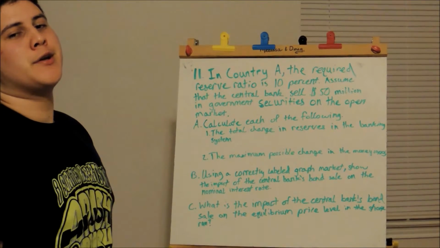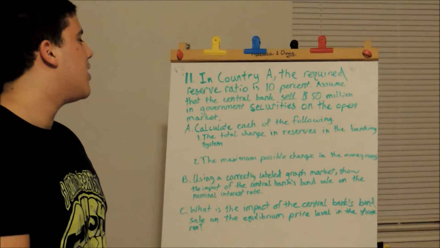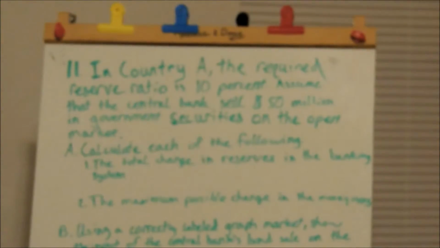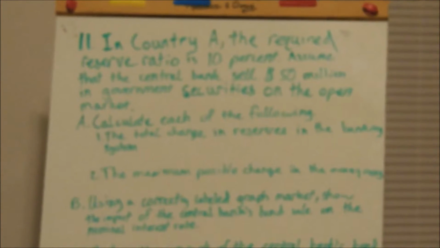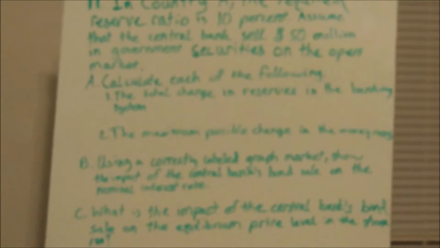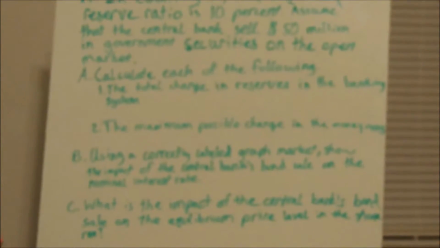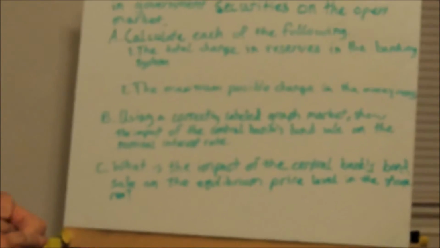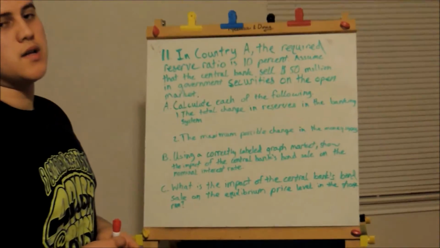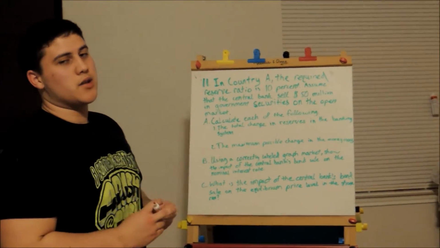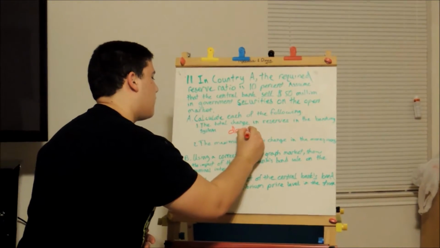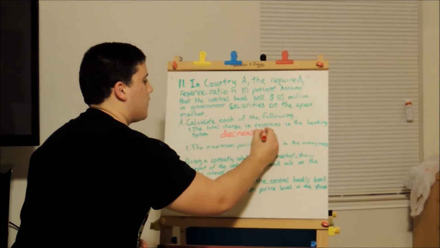Alright guys, let's take a look at an example problem. In country A, the required reserve ratio is 10%. Assume that the central bank sells $50 million in government securities on the open market. A. Calculate each of the following. The total change in reserves in the banking system. The total change in the reserves in the banking system is a decrease of $50 million because the Fed is selling their securities. So we're going to write down decrease $50 million.